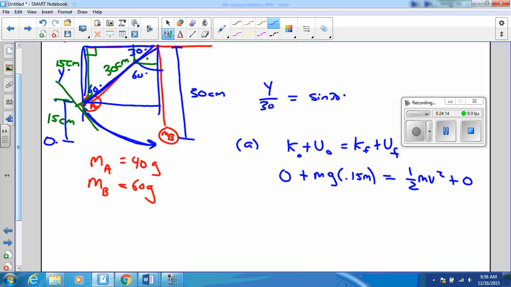Potential energy. Notice that the mass of the ball cancels out of this equation, so it doesn't matter that it's a 40 gram ball. And so my velocity turns out to be 1.7 meters per second. Excuse me, my speed. Here we go again.